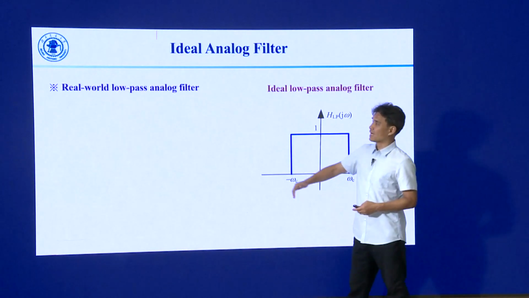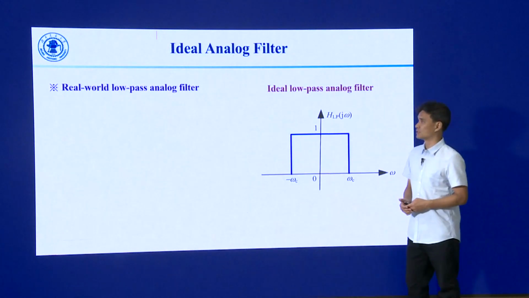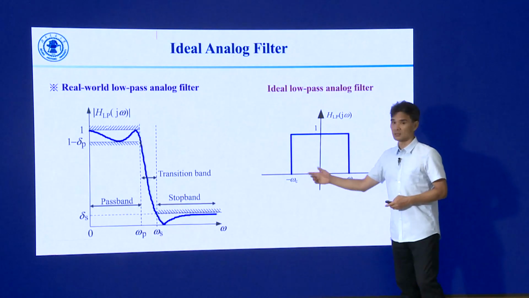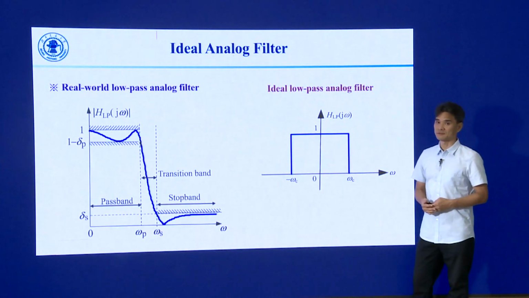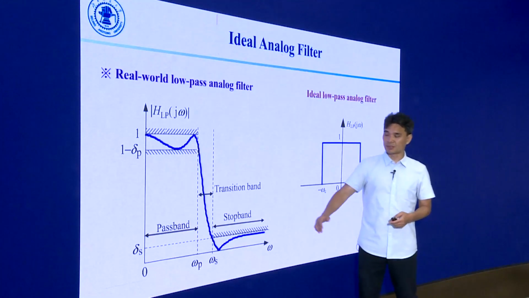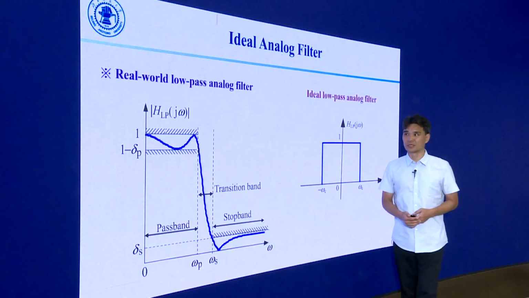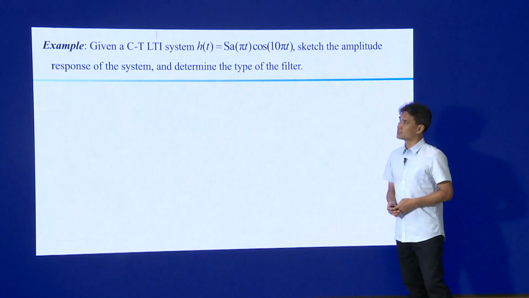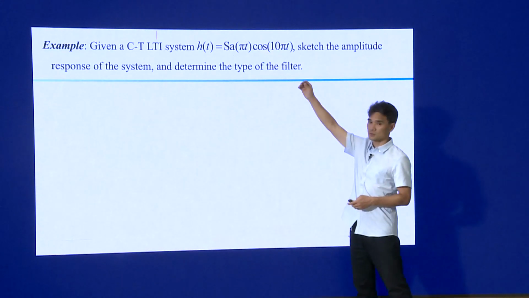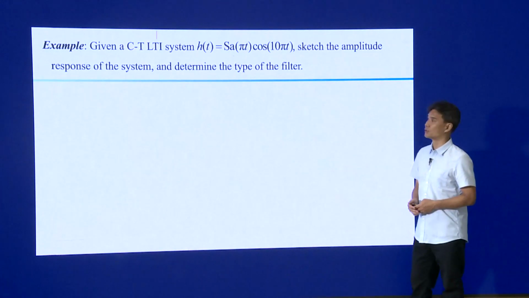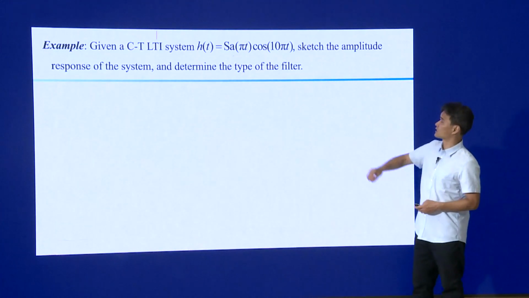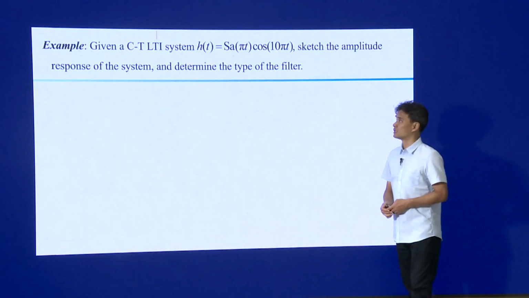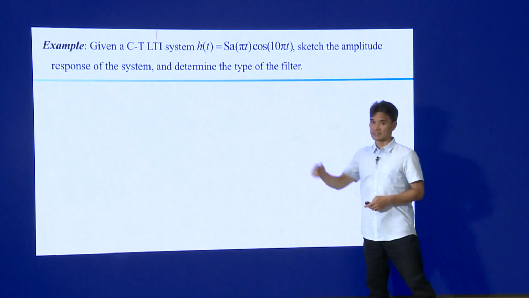But in reality, the frequency response of a low-pass filter does not always look as regular as the ideal low-pass filter. So here is one typical amplitude response for a low-pass analog filter. Let's take one example. The impulse response of the system is given here, and we ask you to please sketch the amplitude response of the system and then determine the type of filter that the system represents.